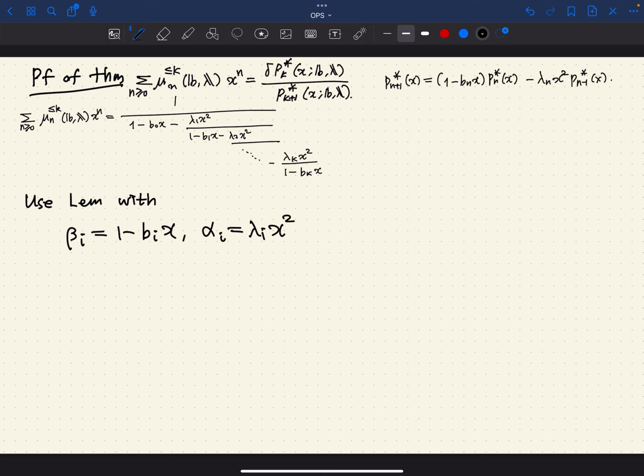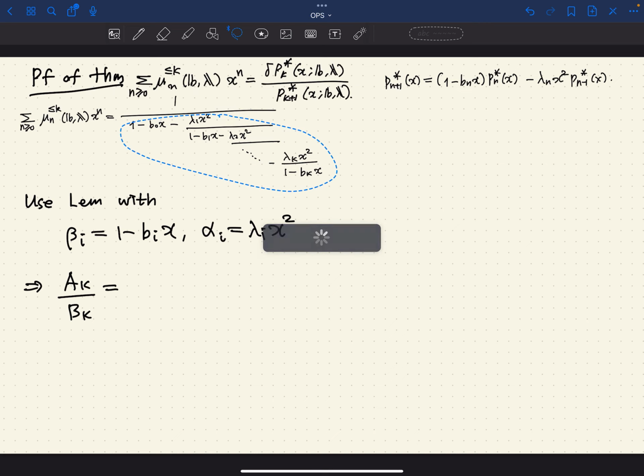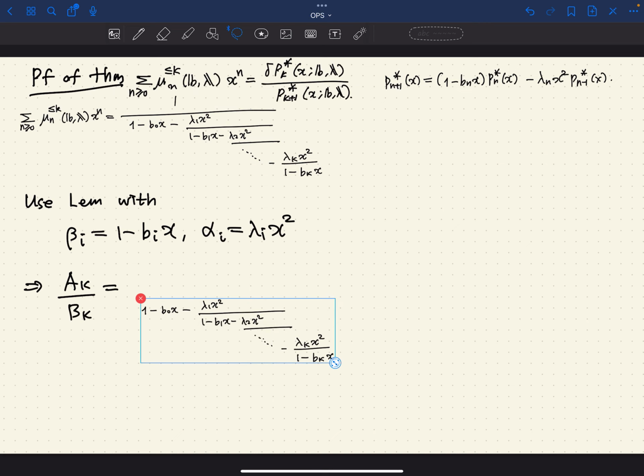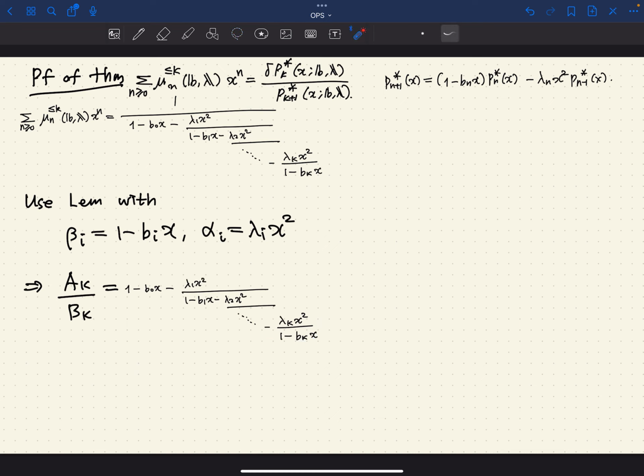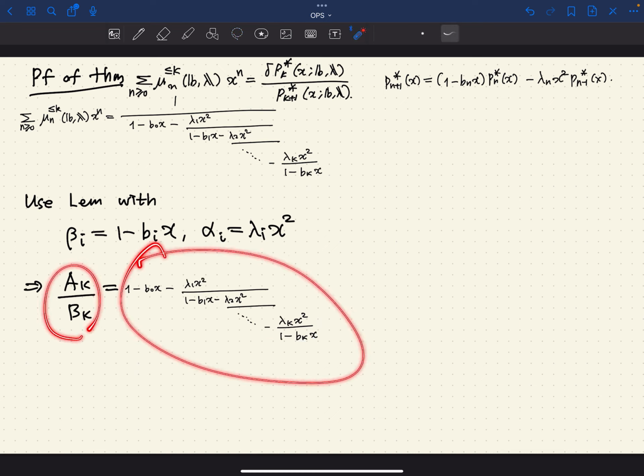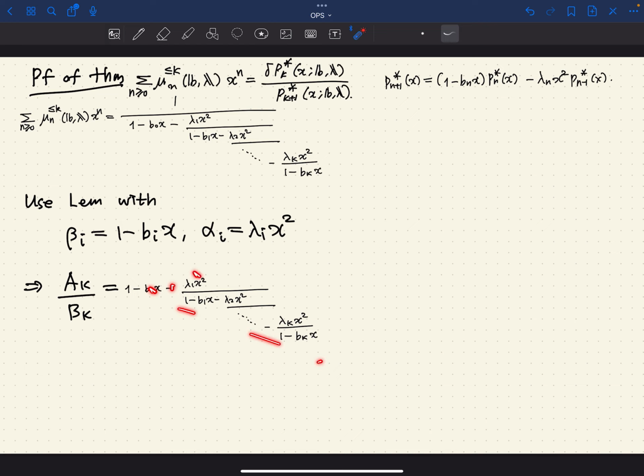Then AK, let me use that notation in that lemma. BK equals exactly this. I think I can just copy this. Because that's what the lemma says. This is the convergent of this. Beta, beta, beta, alpha, alpha, alpha. But what is A and B?